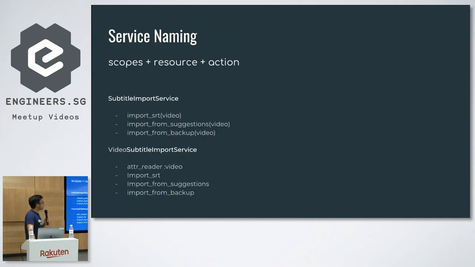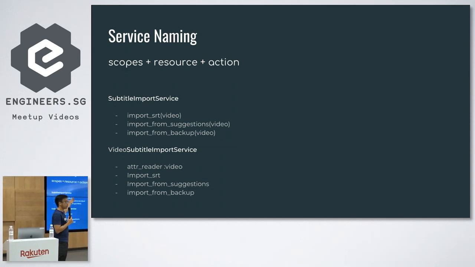Okay, let's start with service naming. For example, I want to create a service that does subtitle import. To import subtitles, you name it SubtitleImportService. You're going to take all these arguments because this doesn't have any scope, which gives the expectation that you need to pass in arguments. If I want subtitle import to belong to specific videos, I'm going to add a scope in. Before I walk into this file, it gives me the expectation that videos is the attribute reader of this service, and I can use all these methods without passing parameters.